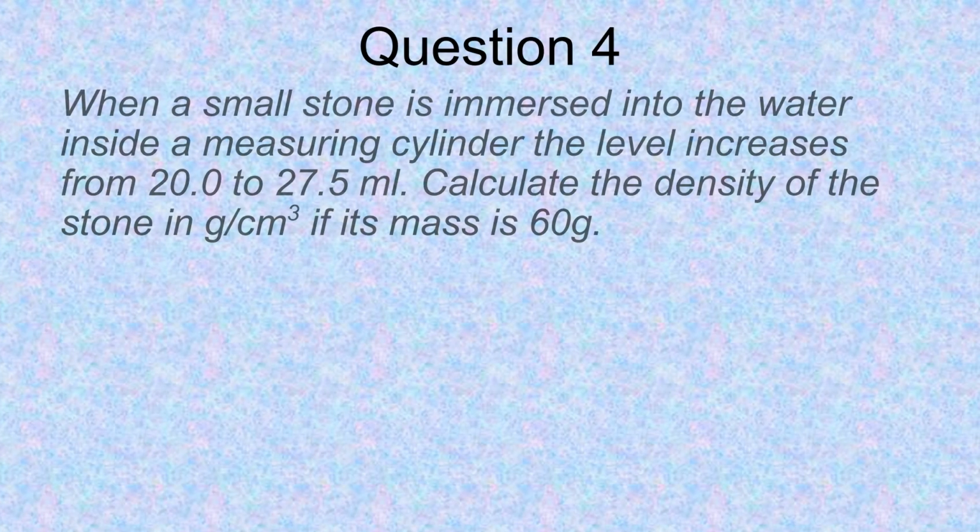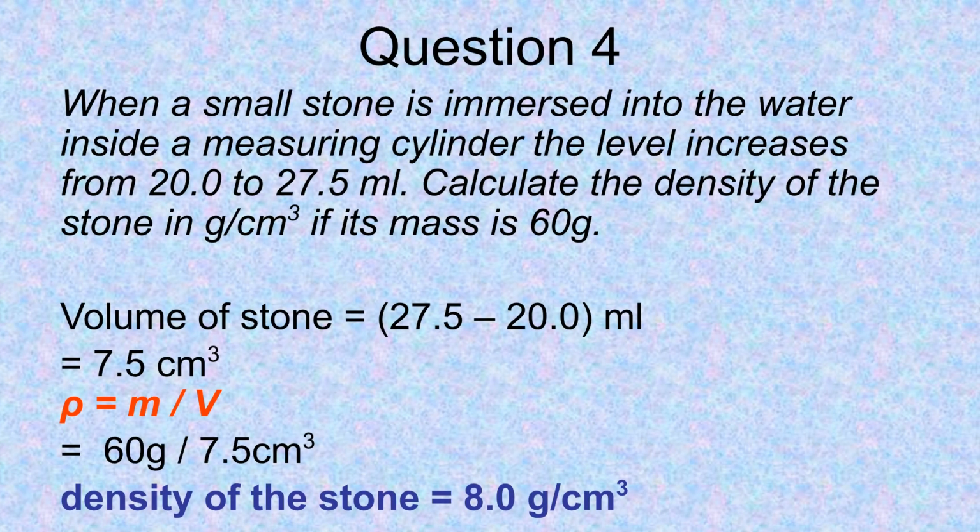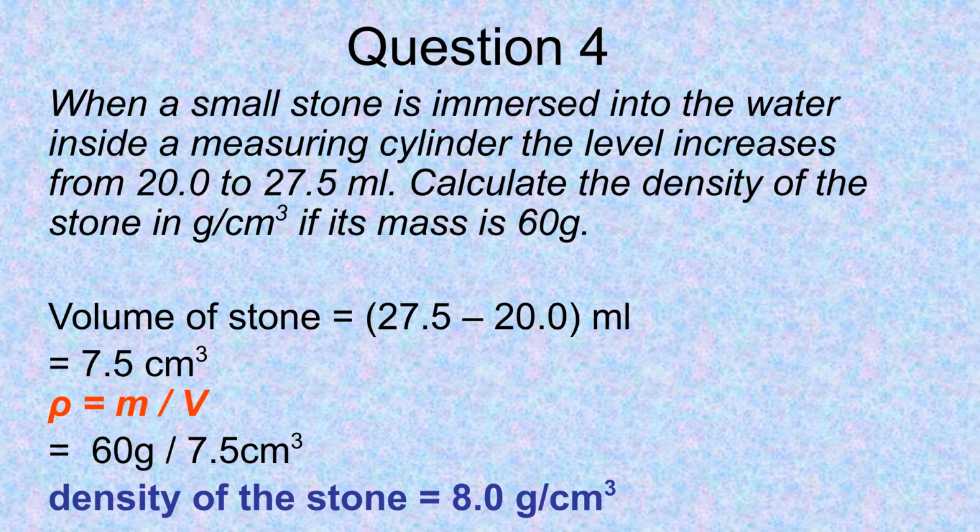For question 4, calculate the density of a small stone in grams per cc. The water level increased from 20.0 to 27.5 milliliters, and the stone's mass is 60 grams. The volume of the stone is the difference in water level, 27.5 minus 20.0 milliliters, which is 7.5 cubic centimeters. Density equals mass over volume. So 60 grams divided by 7.5 cubic centimeters equals 8.0 grams per cc.